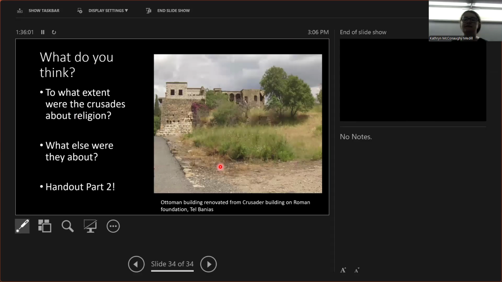Okay. So what do you guys think about this? To what extent were the Crusades really about religion? And what else were they about? Tell your neighbor what you think.